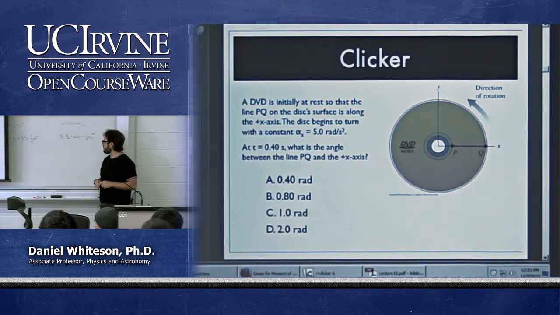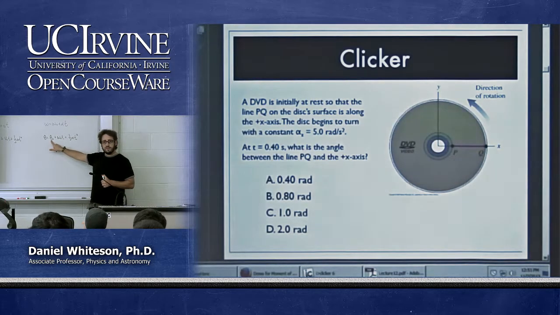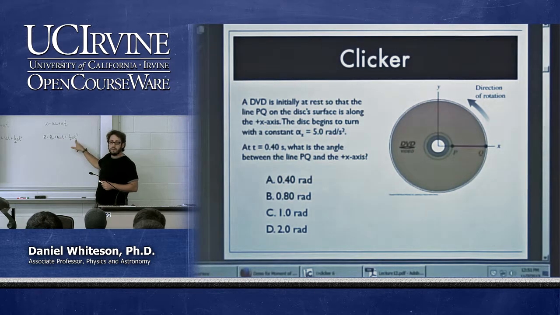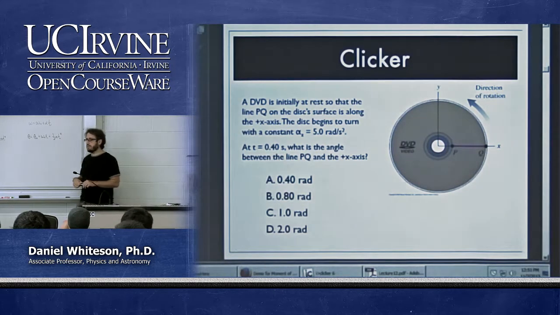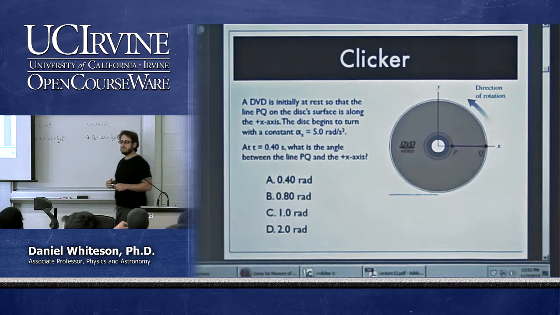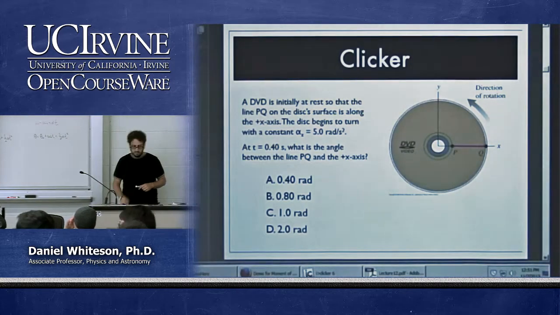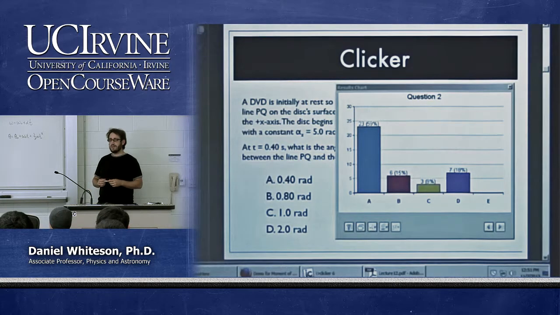Use a formula right here. This formula, right? Okay, so what's theta 0? 0. What's omega 0? 0. Okay, so 1/2 alpha t squared, right? So you plug it in, and what'd you get? A. 0.4 radians. Does anybody disagree with that? Anybody get a different answer? No? Nobody got a different answer?